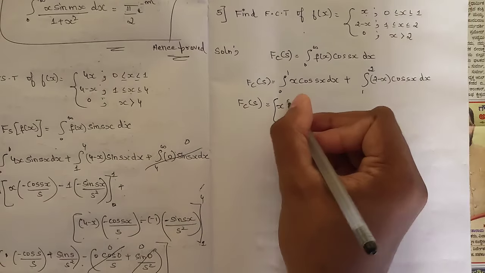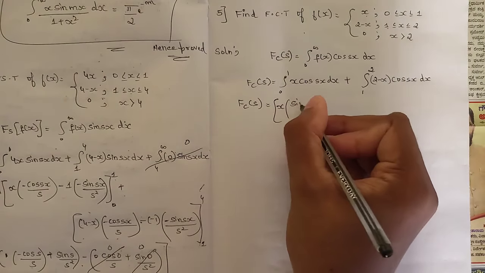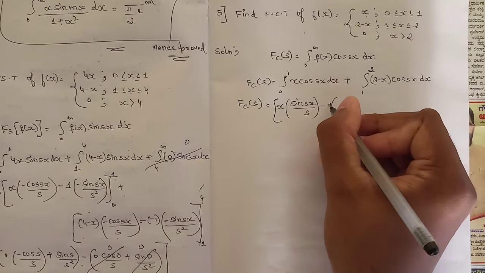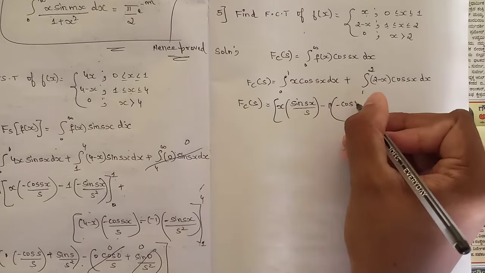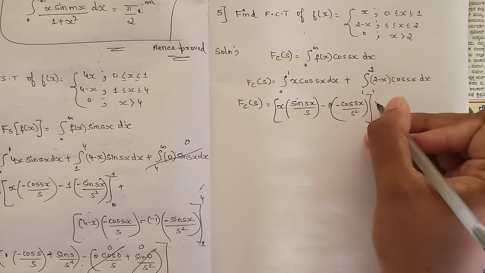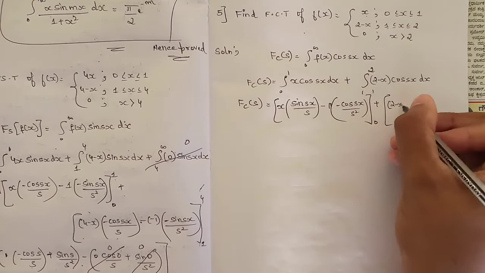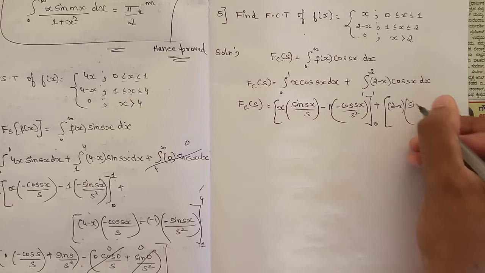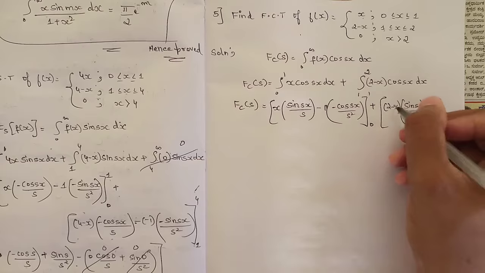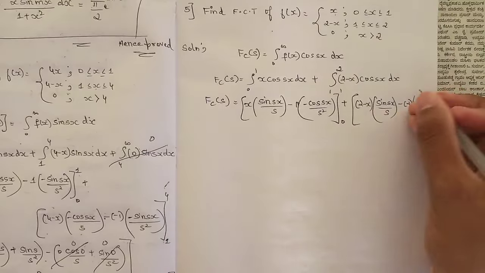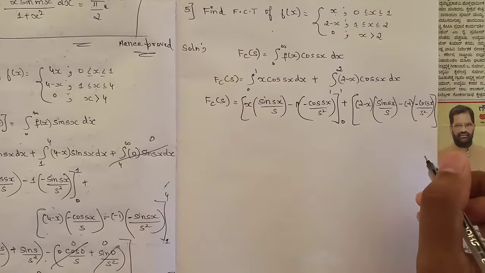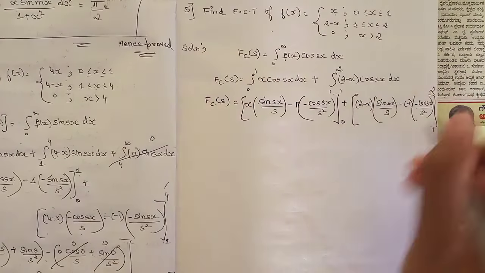Apply the Bernoulli's rule. First function into the integral of second function. Integral of cos is sine, minus the differentiation of x is 1, minus cos sx by s square. Limits are from 0 to 1, plus 2 minus x as it is. Integration of cos is sine, minus of differentiation of 2 is 0 and minus x is minus 1, minus cos sx by s square, and the limits are from 1 to 2.